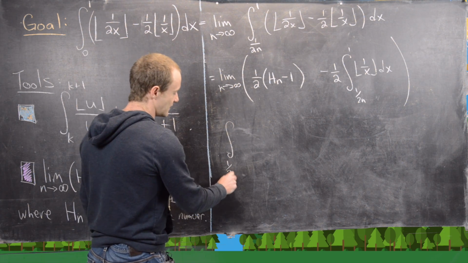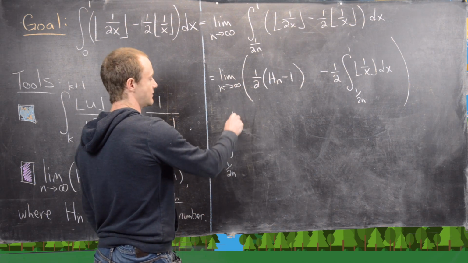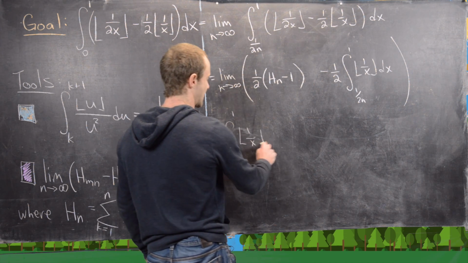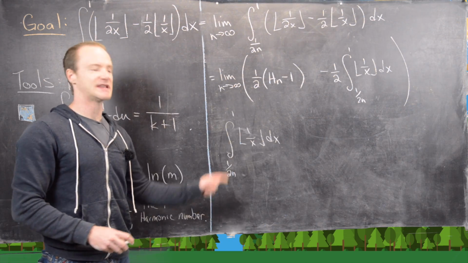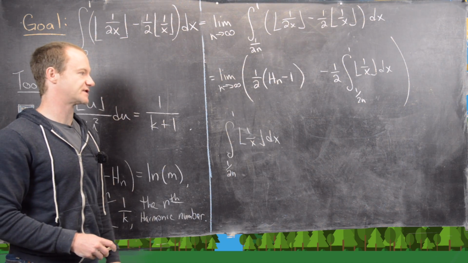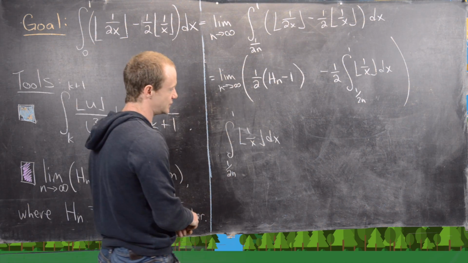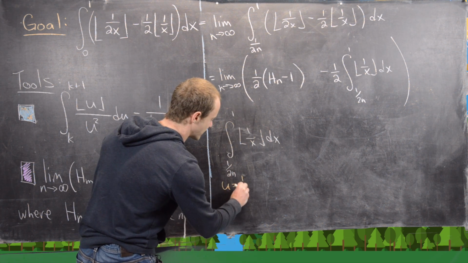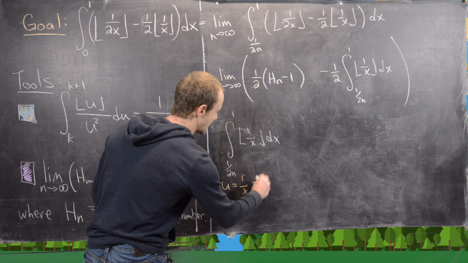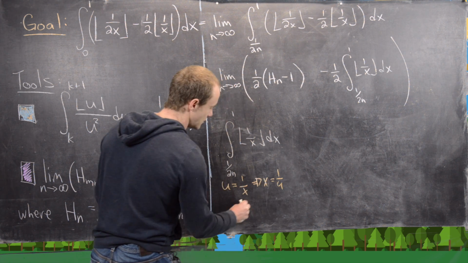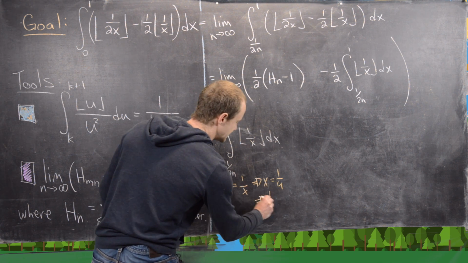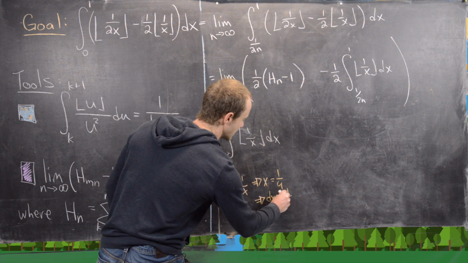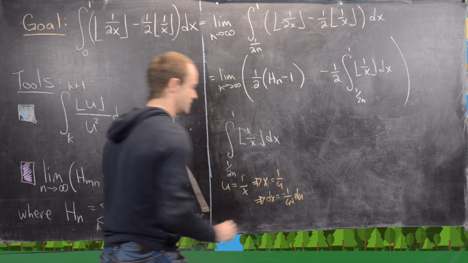So let's see, we have the integral from 1 over 2n up to 1 of the floor of 1 over x dx. And we'll use the same kind of strategy that was used in this first integral. That is, we'll use u substitution and the like. So let's go ahead and set u equal to 1 over x. So notice that's going to make x equal to 1 over u, and similarly that's going to let dx be equal to negative 1 over u squared du.